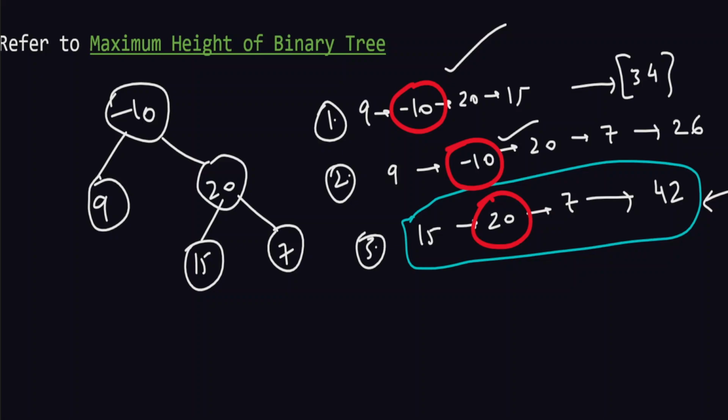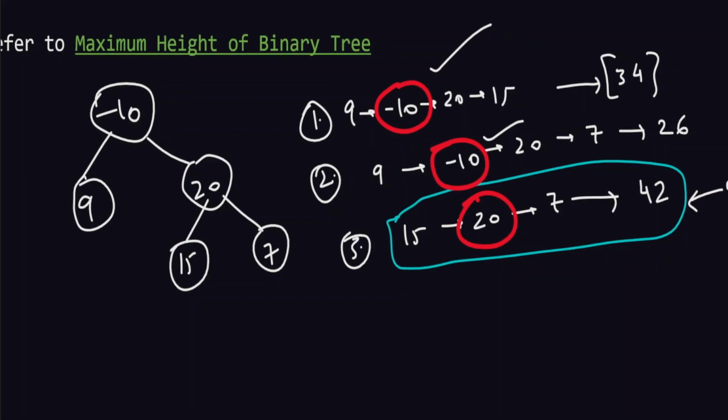So these are the paths that we can draw. For example, 9 to minus 10 to 20, and 25 to 15. That is one path. The sum of this path is 34, this one is 26, and this one is 42. So this is the result that we need to give. This is the result, okay?